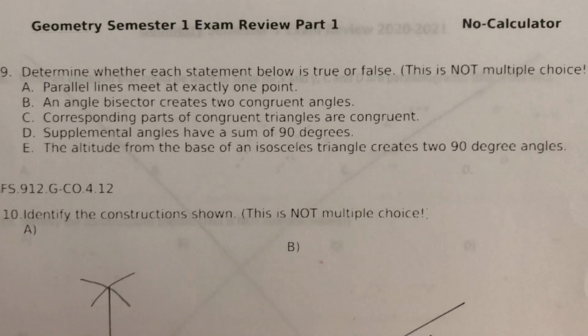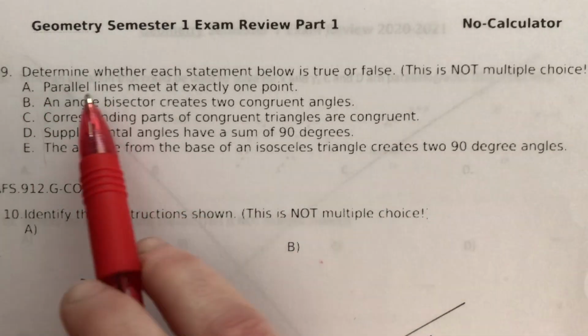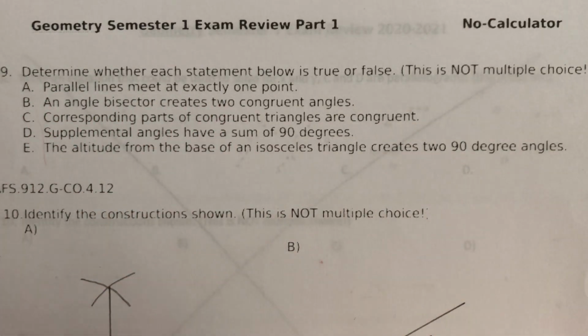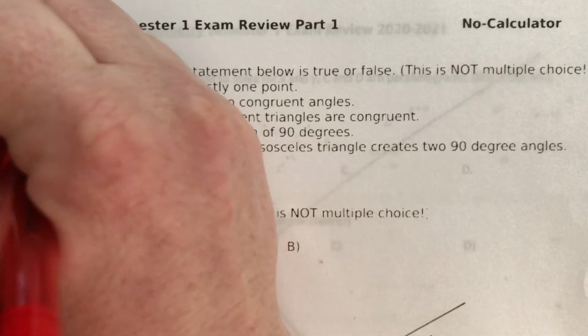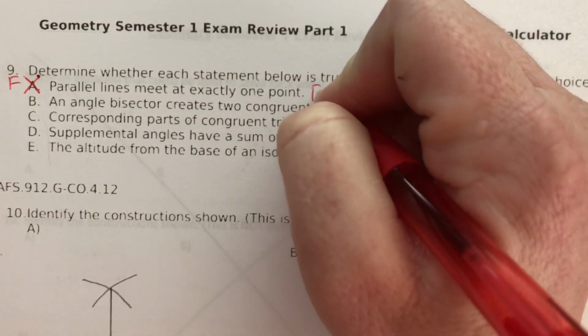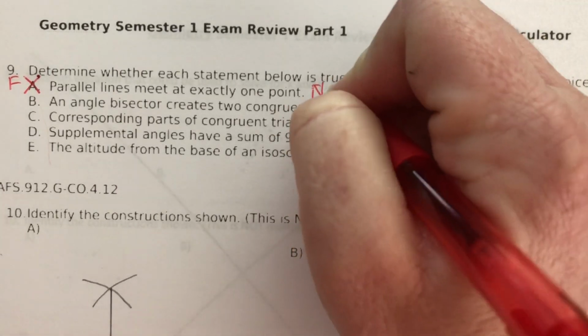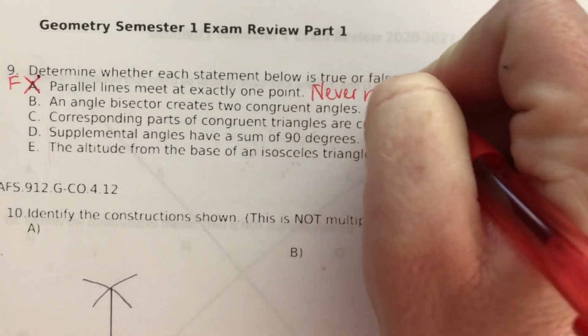Okay, continuing on with our geometry semester exam. This is page 3, number 9. Determine whether each statement is true or false. This is not multiple choice, so we have to answer each one. A, parallel lines meet at exactly one point. That is false. Parallel lines never meet because they're parallel. They have the same slope.